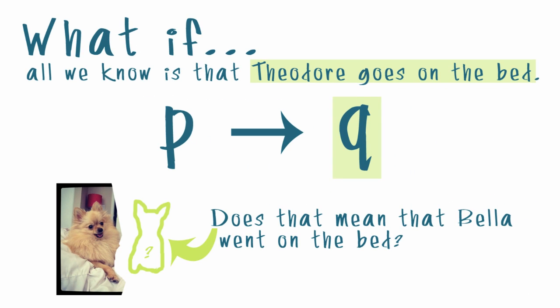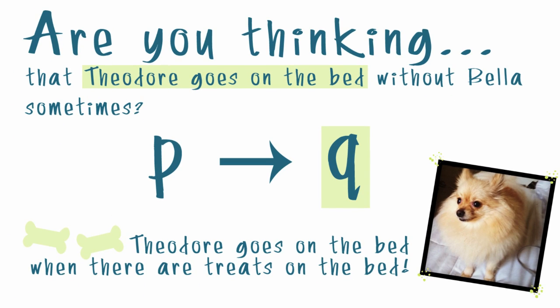What if all we know is that Theodore goes on the bed? Does that mean that Bella went on the bed? What do you think? Are you thinking that Theodore sometimes goes on the bed without Bella? You're right. Theodore goes on the bed when there are treats on the bed, or when he's sleepy. So just because we saw Theodore go on the bed, it doesn't mean that first Bella went on the bed and that she's up there, because she might not be.